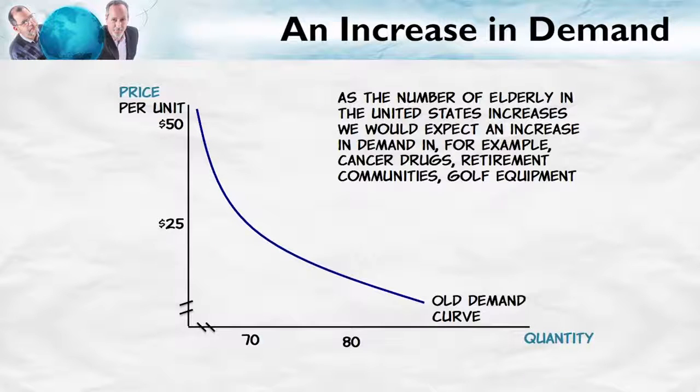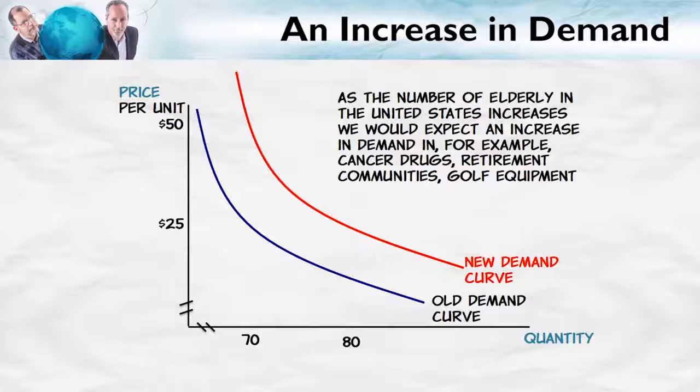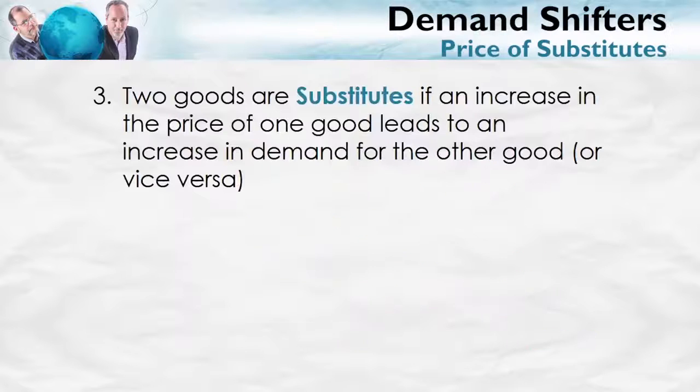How would we do this on a demand curve? Well, here's an old demand curve, but as the population gets older, the demand for these products, cancer drugs, retirement communities, and golf equipment, goes up, so this curve shifts away from the origin and up to the right. Here's another demand shifter, the price of substitutes.